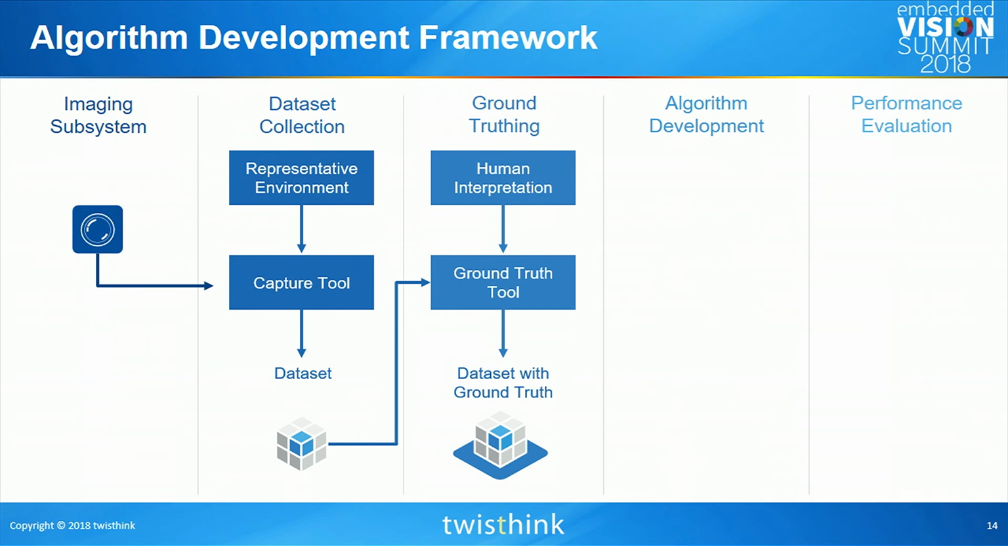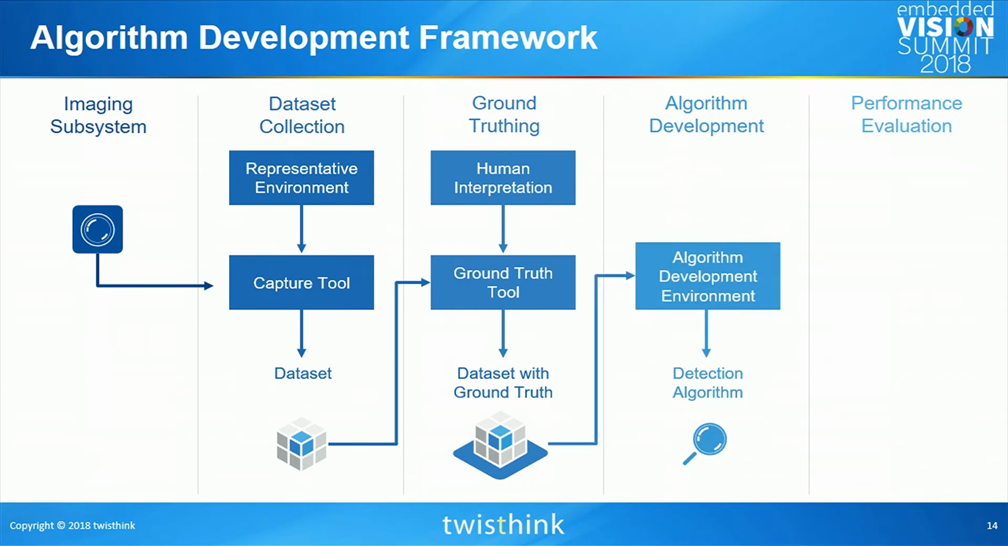So at this point, you would have a data set with the answer associated with it. You would have that collected in a representative environment with a representative imaging subsystem, and you can go forth with algorithm development. Now this is where you would train your algorithm if you're doing machine learning or deep learning. With traditional computer vision algorithms, we find that a data set with the answer gives us insight into scenarios and problem cases. It also gives us a quick way to do some desktop testing.